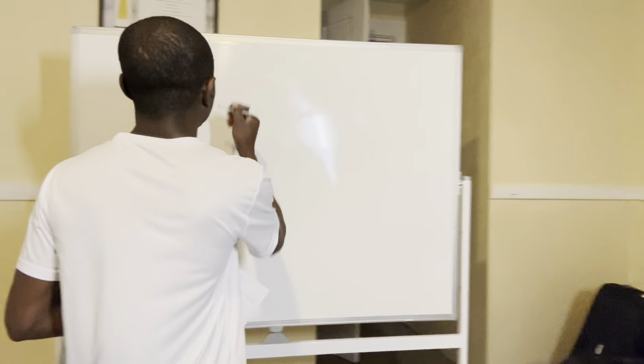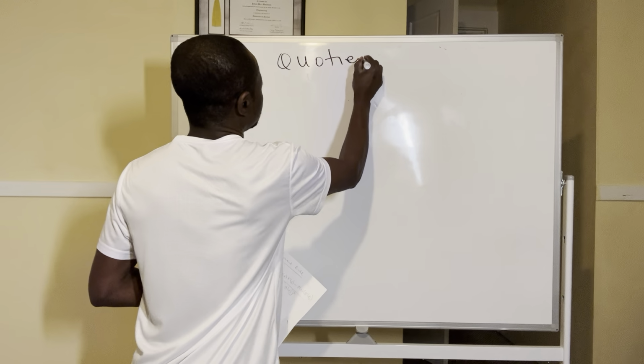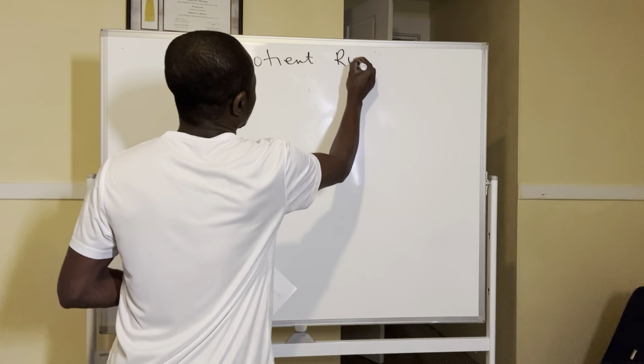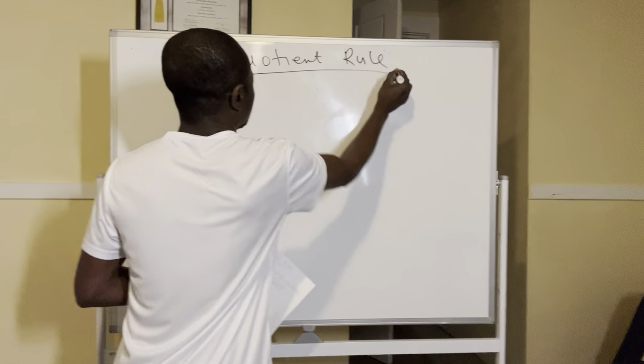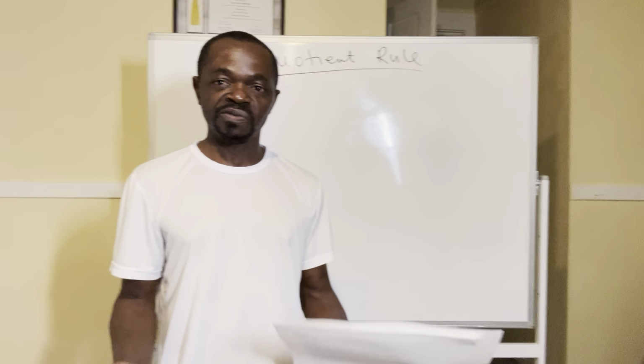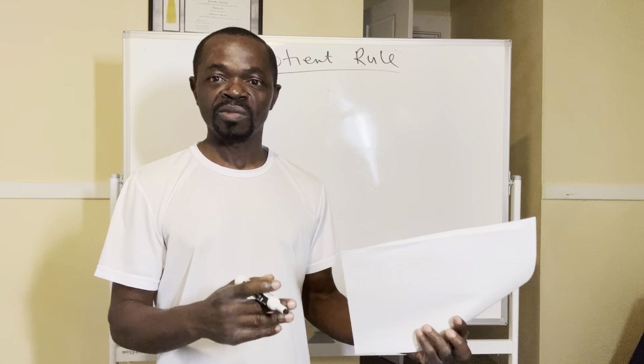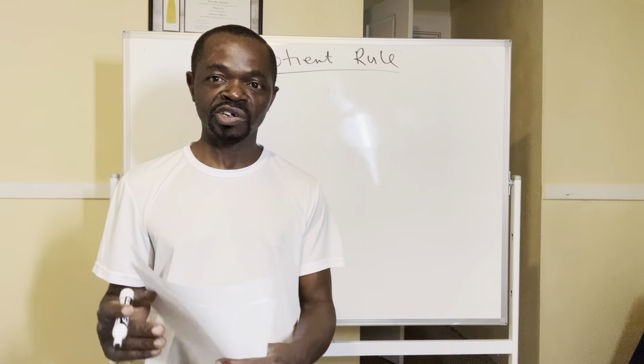In today's lesson, I'm going to take you through simple steps in which you can find the derivative using the quotient rule. Quotient rule. The word quotient means division. So let's look at the formula when dealing with the quotient rule.